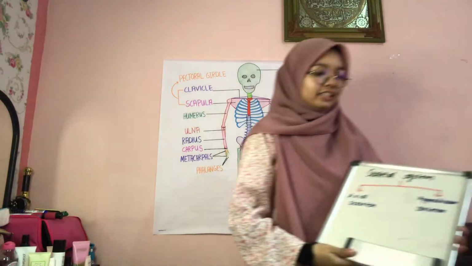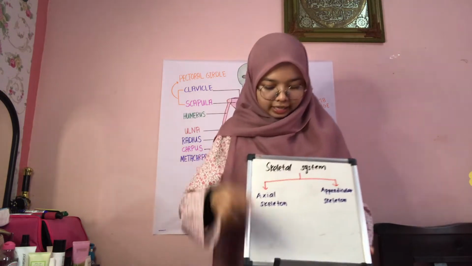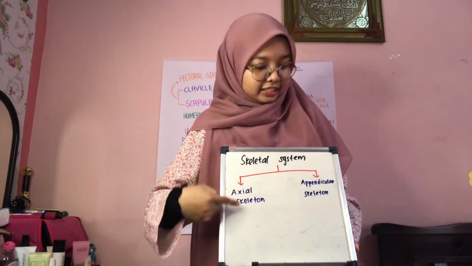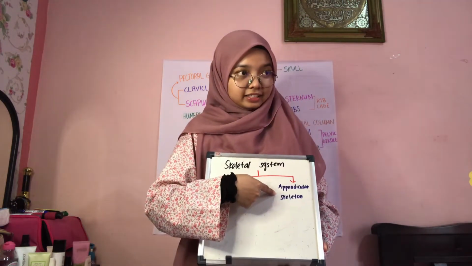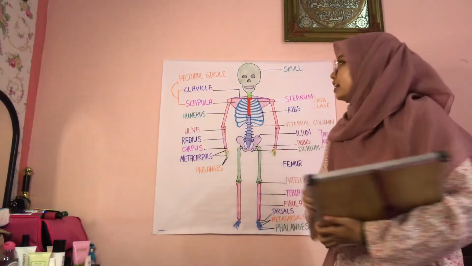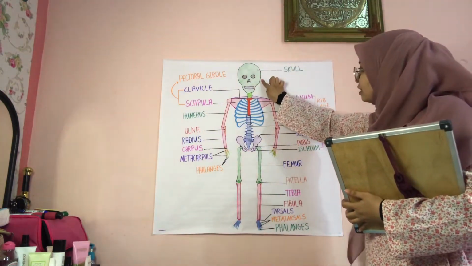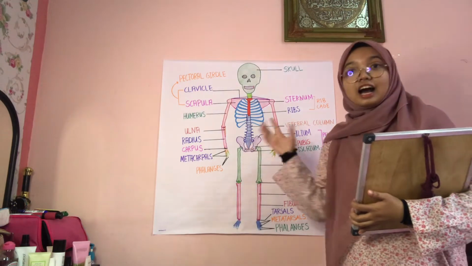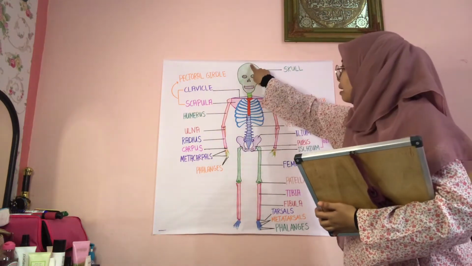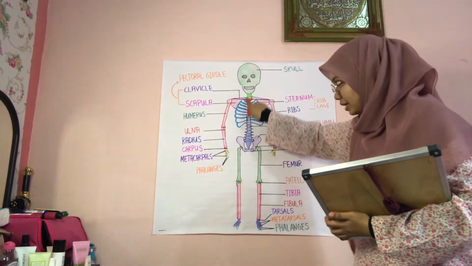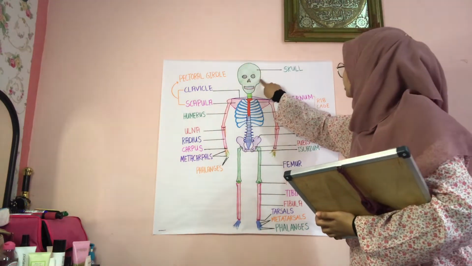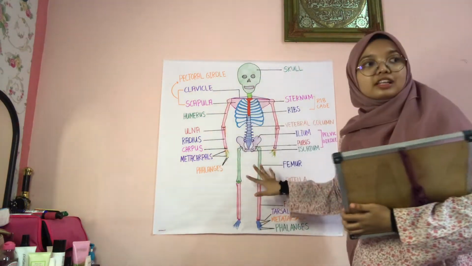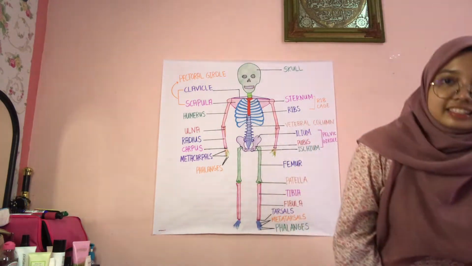In this topic, the skeletal system consists of 2 types. The first one is the axial skeleton and the second one is the appendicular skeleton. So what is the axial skeleton? The axial skeleton consists of the skull, rib cage, vertebral column and pelvic girdle. To remember it, think of the axial skeleton as a straight line structure, starting from the skull, rib cage, vertebral column and pelvic girdle. The others are called the appendicular skeleton system.